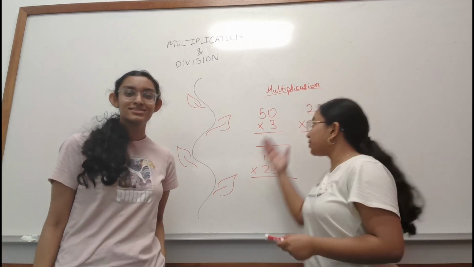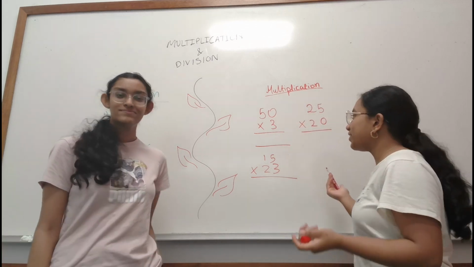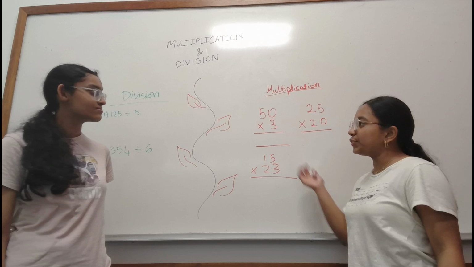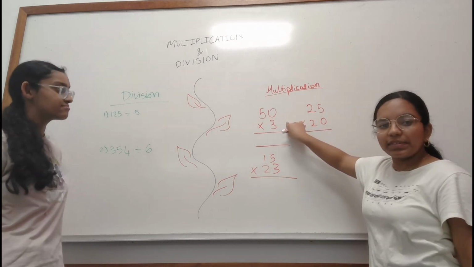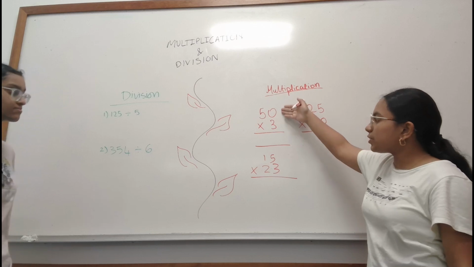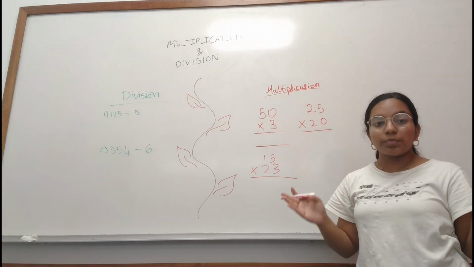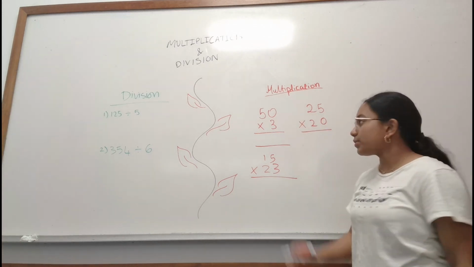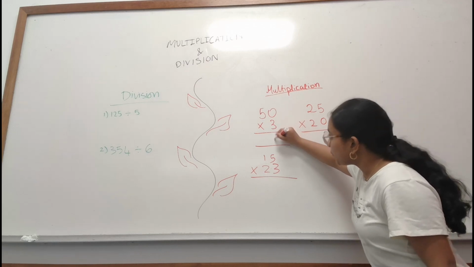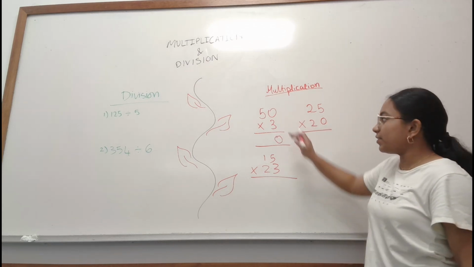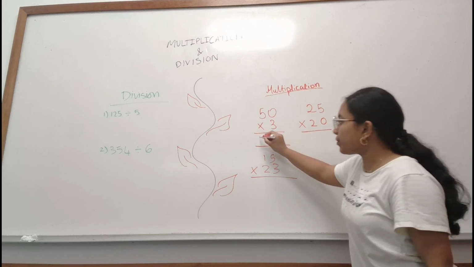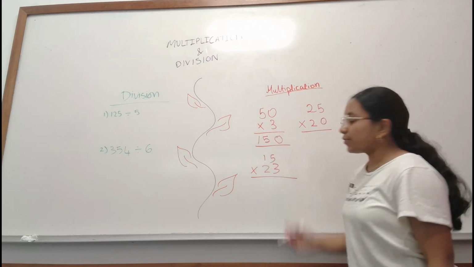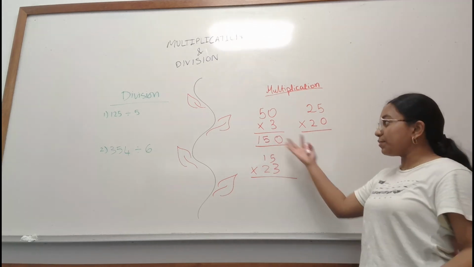Now I'm going to start with multiplication. Multiplication is quite easy when compared to division. So we start with 50 times 3. You know that 3 times 0, or any number times 0, is always 0. So it's going to be 0 here, okay? And then 3 times 5, which is 15, right? So you put that next to it. So your final answer is 150.